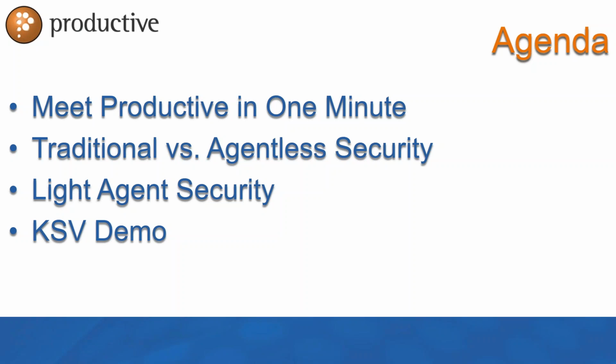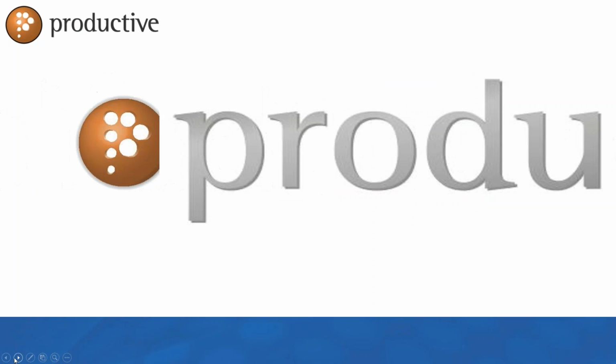Today, we're going to go through it. We're going to do it in 30 minutes or less. First thing up, though, we are going to meet Productive in 1 minute. We will contrast traditional versus agentless security, show you a little bit about light agent security, and then get into looking at KSV in Security Center, going over some reports and policy options, all the great stuff that Chuck is planning to show you today. But for now, let's buckle up and meet Productive.